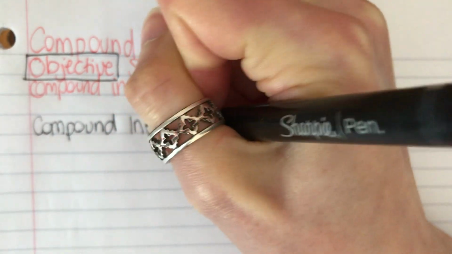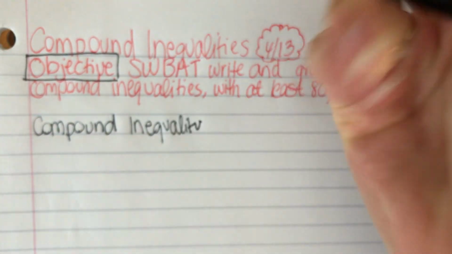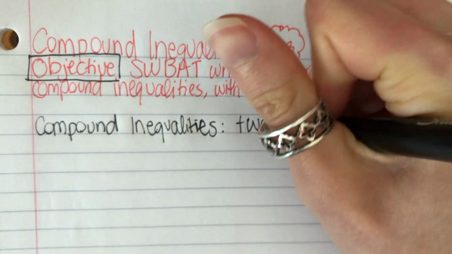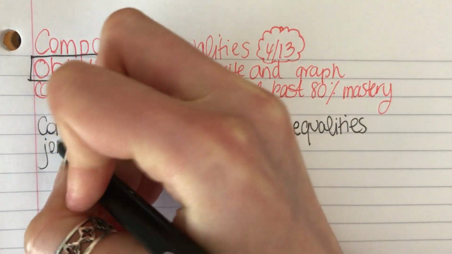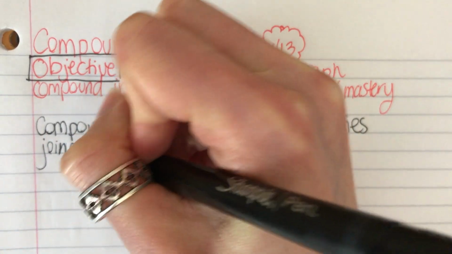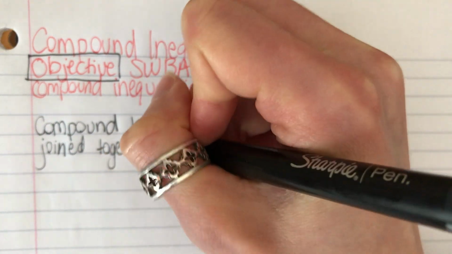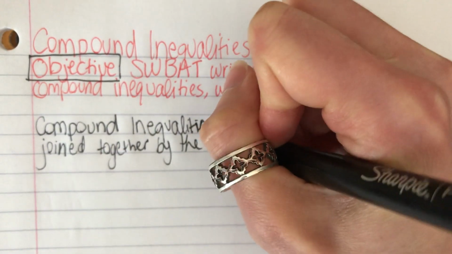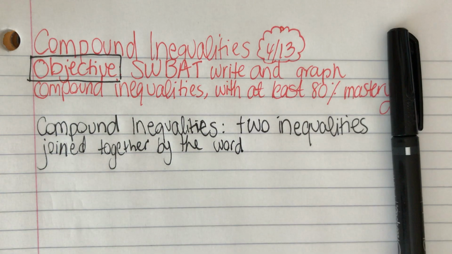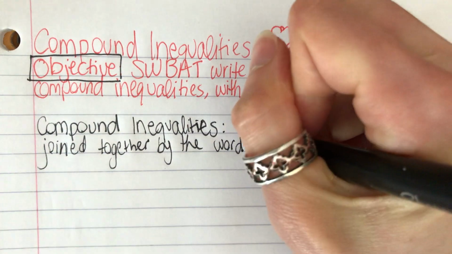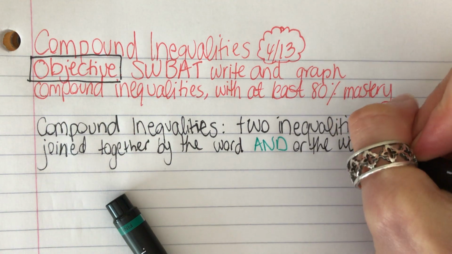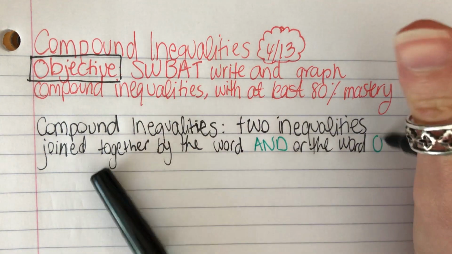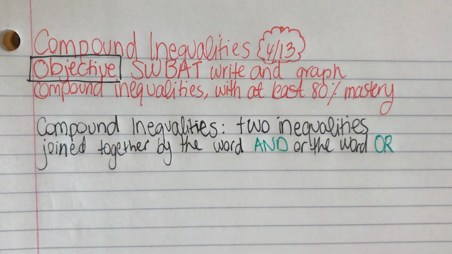Compound inequalities are two inequalities joined together by the word and, in a different color, the word or. Okay, so I'm just going to show you some examples and then we'll talk about what they mean.